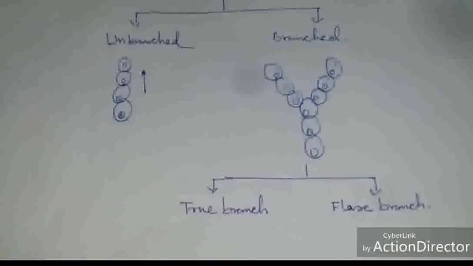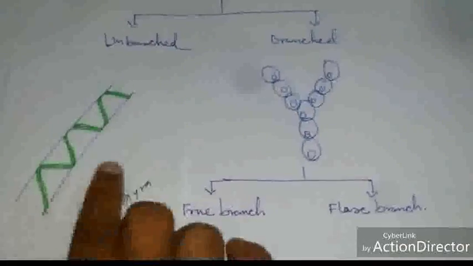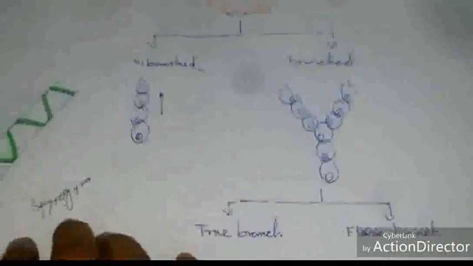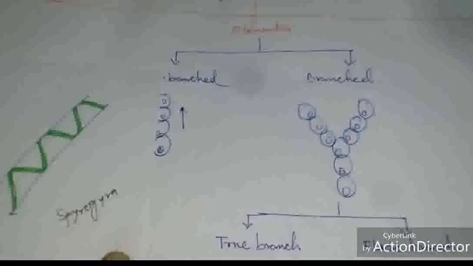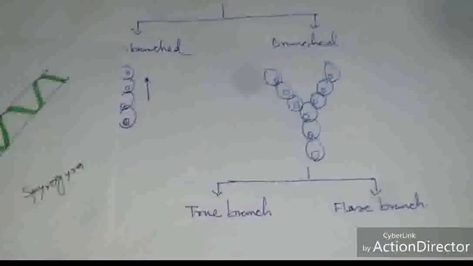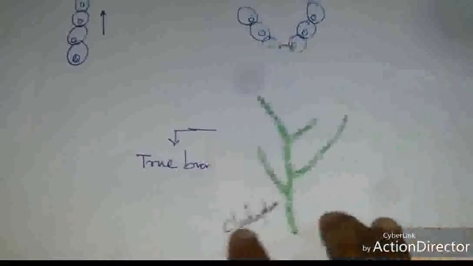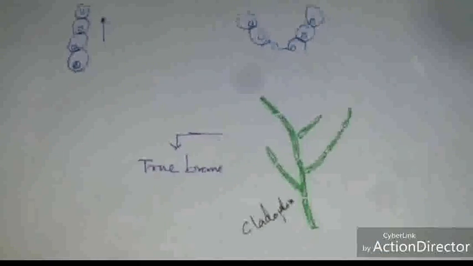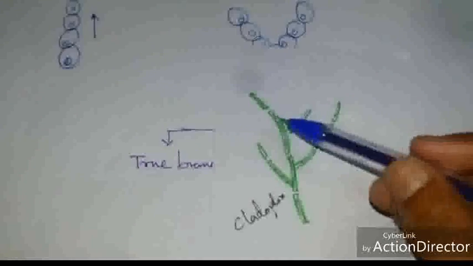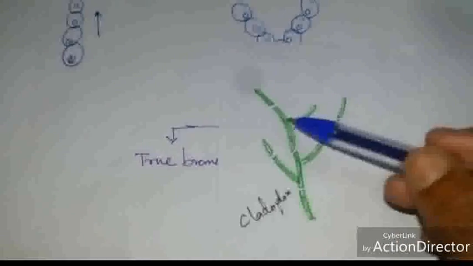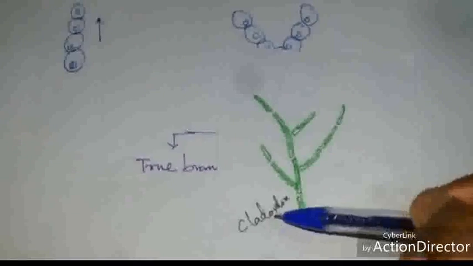So an example of unbranched type algae is Spirogyra. It is made up with unidirectional division. Now true branch. An example of true branch algae is Cladophora. So here cell division occurs in any direction and forms a branch like structure. Example of Cladophora, true branch algae.